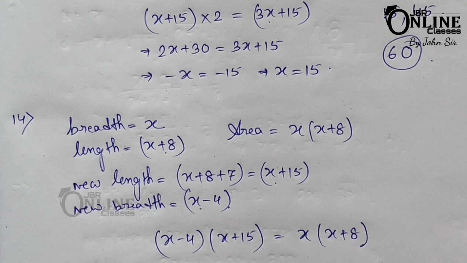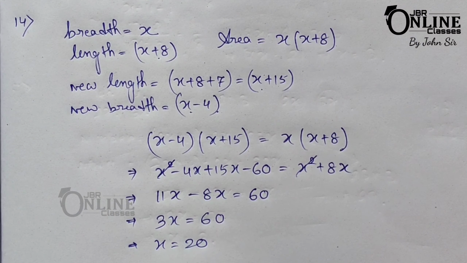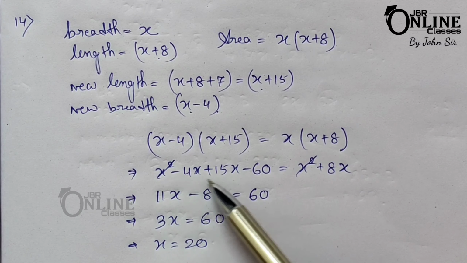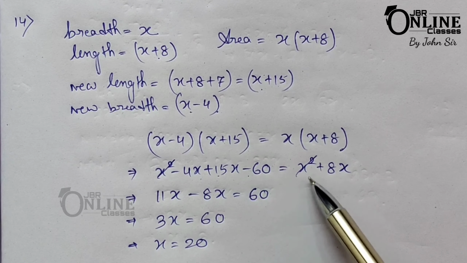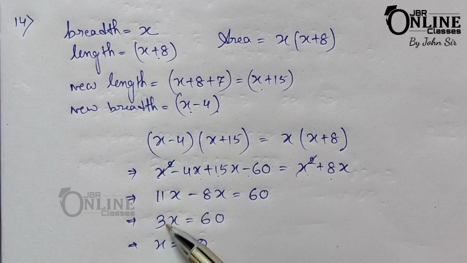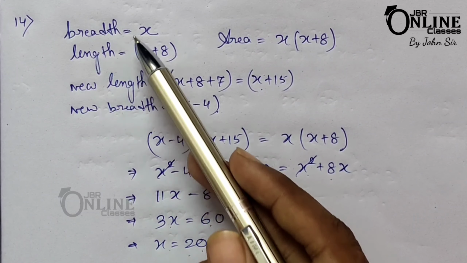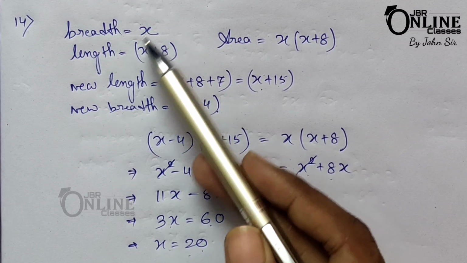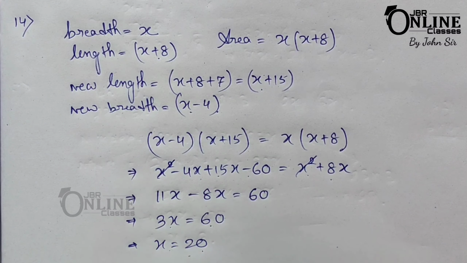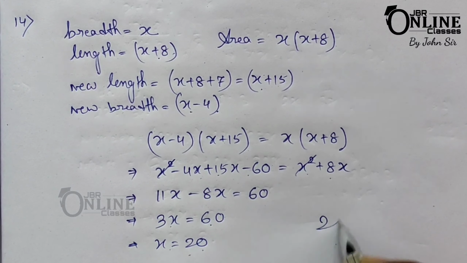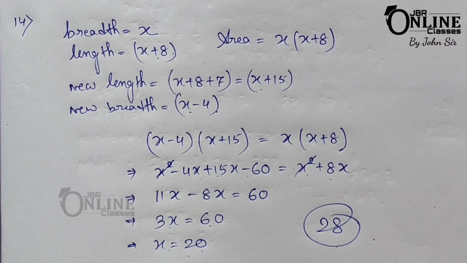Now you have to multiply both sides. After multiplication, x square minus 4x plus 15x minus 60 equals x square plus 8x, and from that 3x equals 60, so x equals 20. That means the breadth of this rectangular blackboard equals 20. Now you have to find the length. So length means 20 plus 8, and that equals 28. So 28 is the answer.